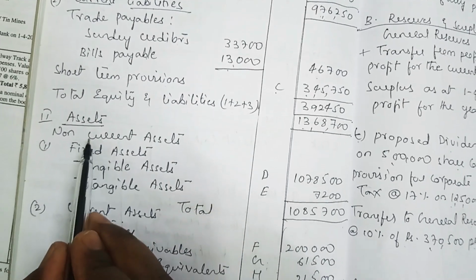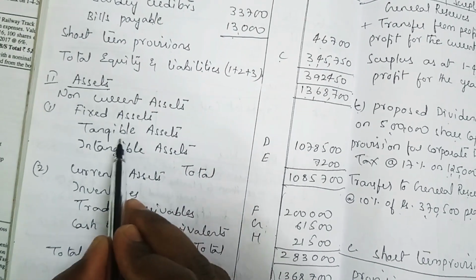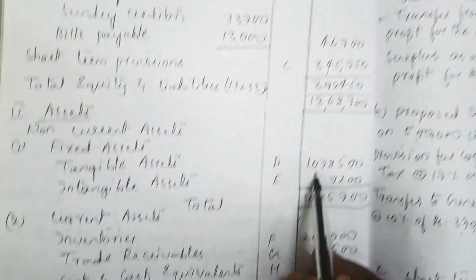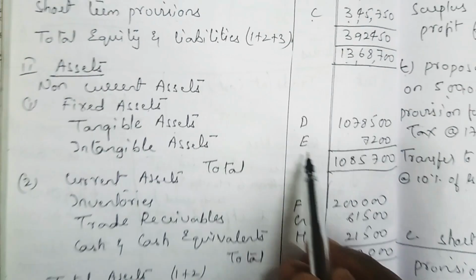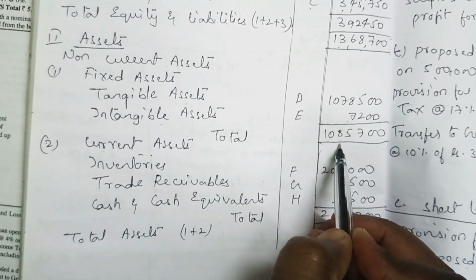Now coming to the assets. The first head is non-current assets. Under non-current assets you have fixed assets. Tangible assets under note D you got 10,78,500. Intangible assets under note E you got 7,200. The total of fixed assets.